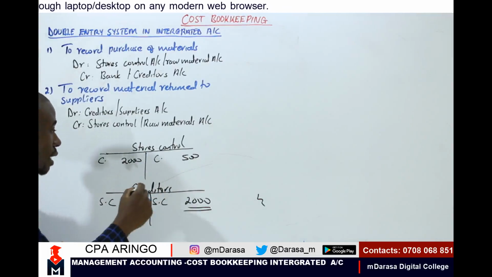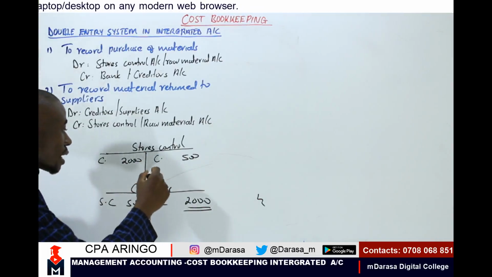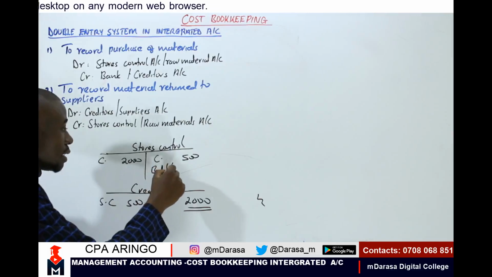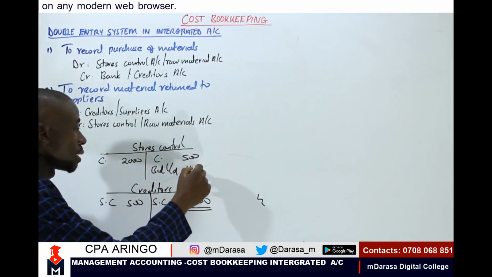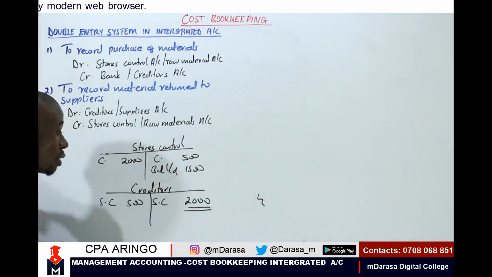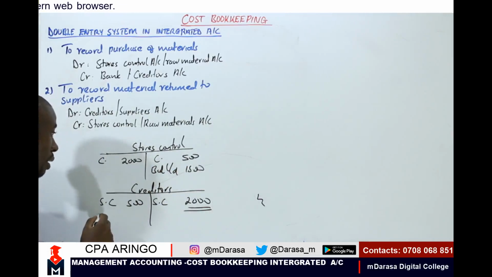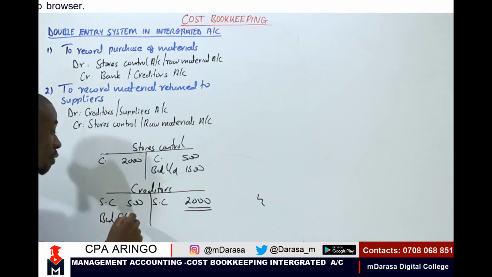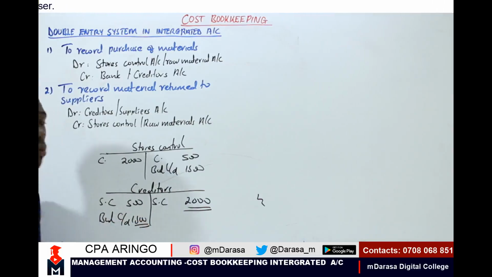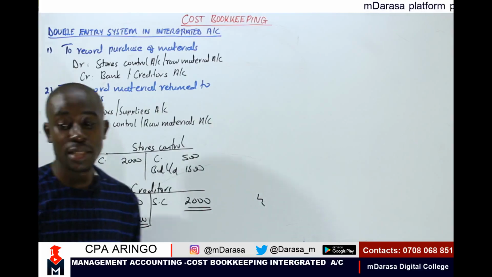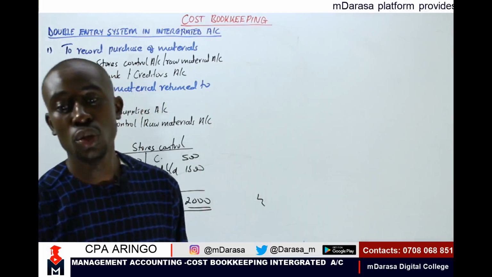So as at the end of the day, I can have my balance carried down to be 1,500. And the amount owing to this individual, therefore, will be a balance carried down of 1,500. So this is that concept of double entry in relation to recording materials returned to suppliers. That is very key for us to note.